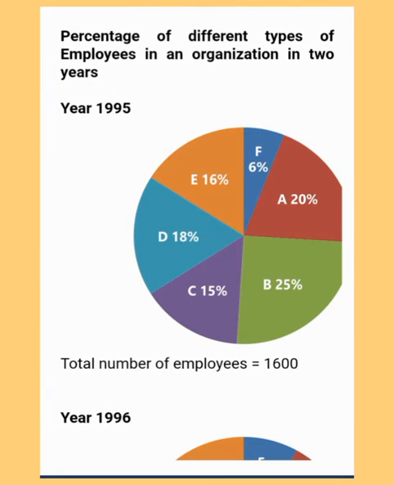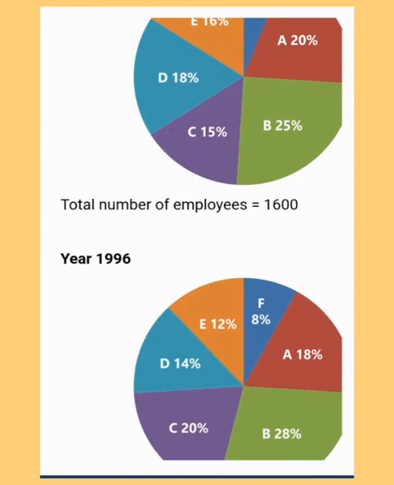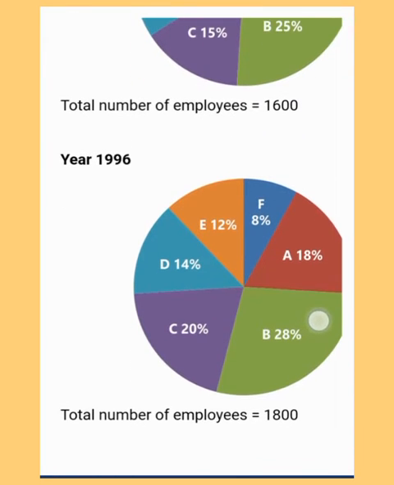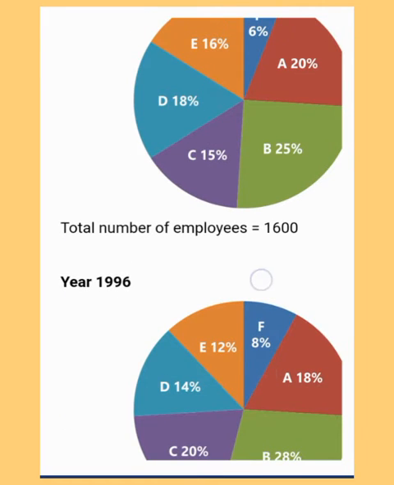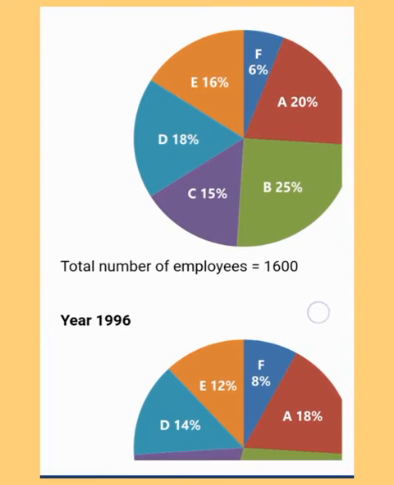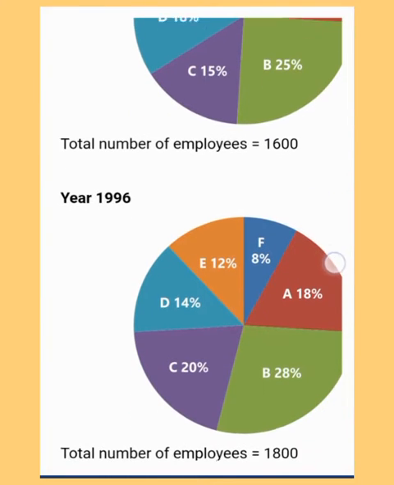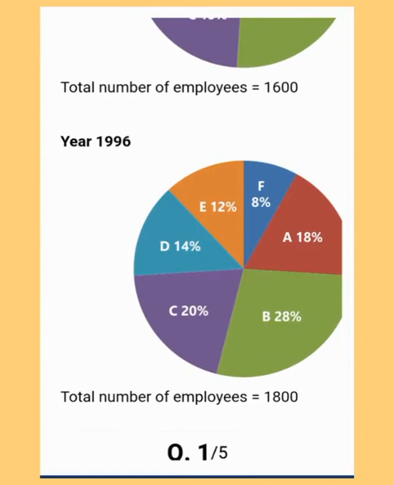The total number of employees is equal to 1600, and this is year 1996. The total number of employees is equal to 1800. So these are two pie charts you can draw. This is pie chart 1 of year 1995, and this is pie chart 2 of year 1996. Remember, the total number of employees are different in two different years. Okay, so moving to the question.